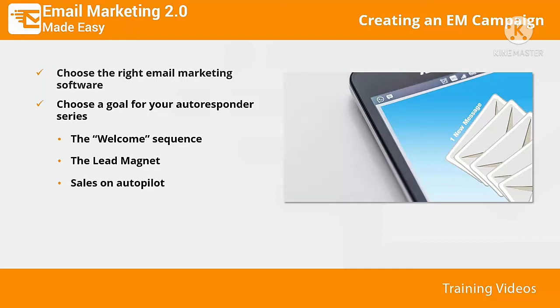Sales on autopilot. You can easily create a sales funnel using an autoresponder series. Depending on your business, you can send out offers, discounts, or informational videos where you make an offer. Upsells and cross-sells. You can send autoresponder emails to people who have already bought something from you to promote other stuff for them to buy.